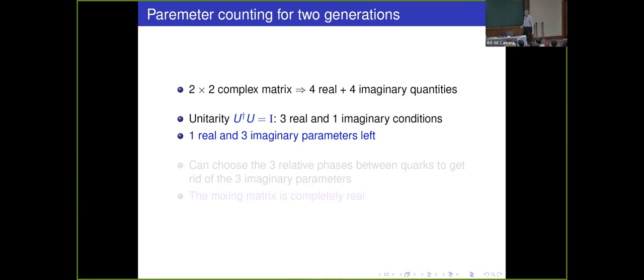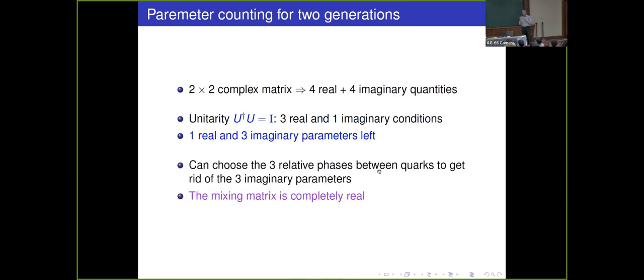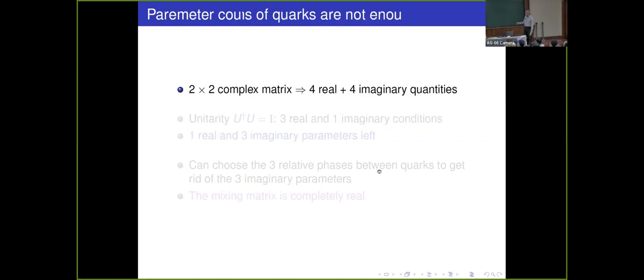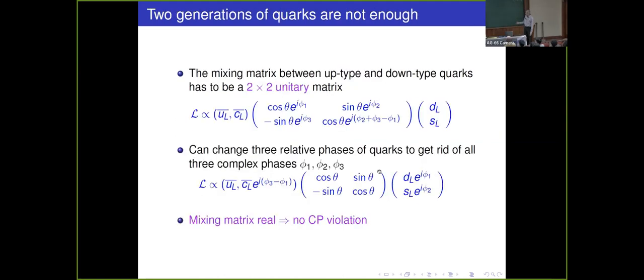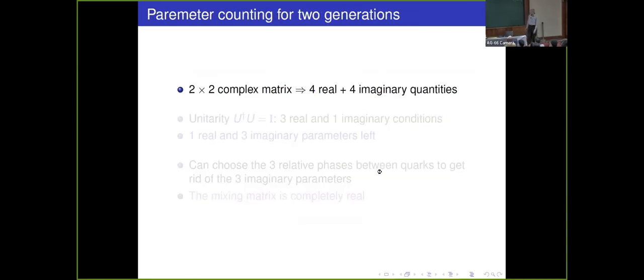And now, as we did earlier, you have 4 quarks, U, D, C, and S. You take one of the phases as a standard phase and choose the 3 relative phases between these quarks. Choose them such that you get rid of those 3 phases that you had. As a result, the mixing matrix is completely real. Okay? That's exactly what we saw in the earlier slide. So this tells you that if you have a 2 by 2 unitary matrix, then you can always convert it to a matrix which is completely real, and so therefore you will not observe CP violation.